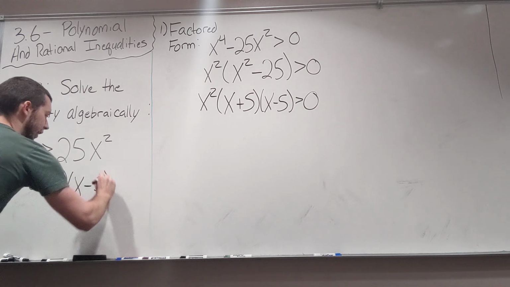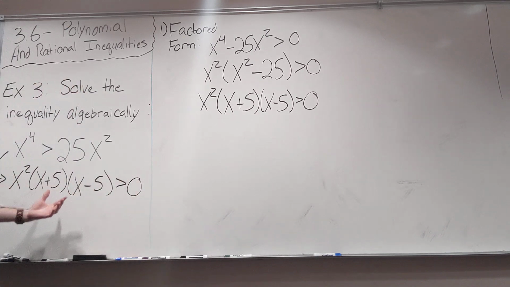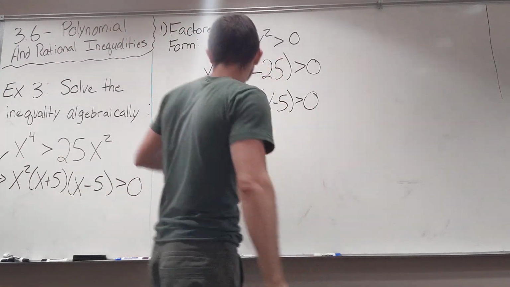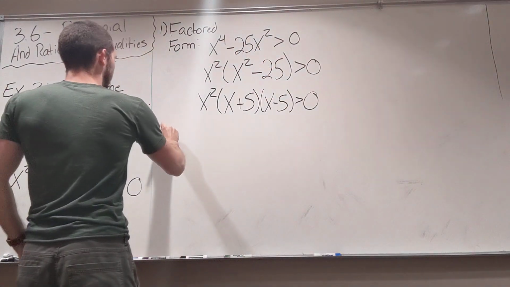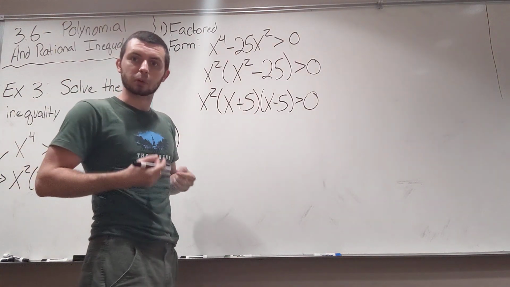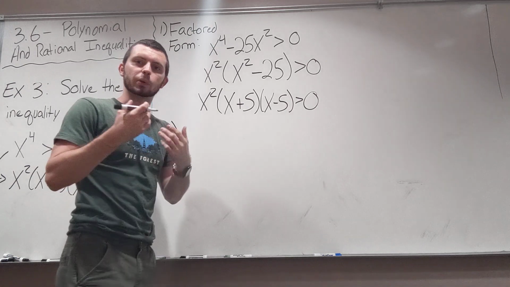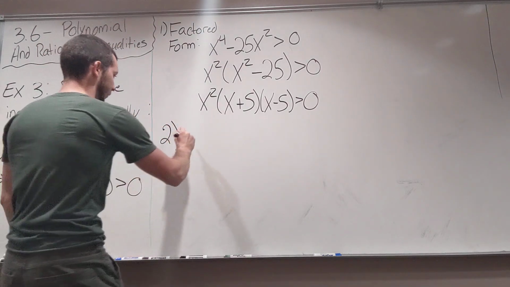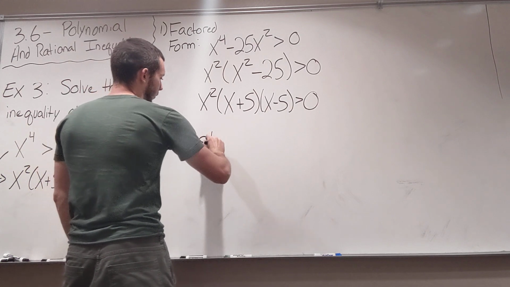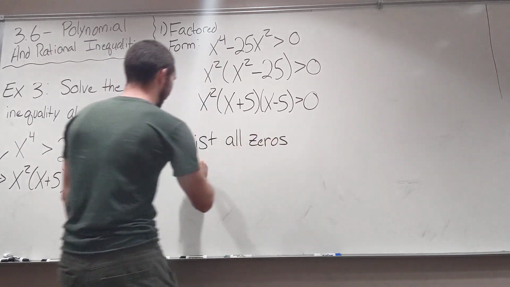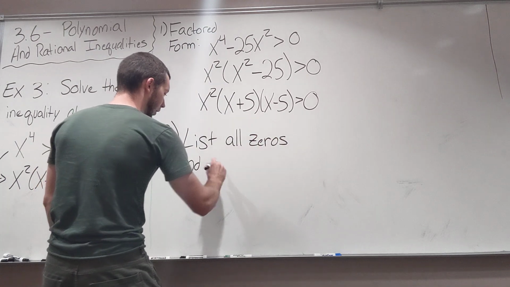So it's the same exact problem. It's just written in a very convenient way to where we can extract a lot more information about the problem than beforehand. Now that we have the factored form, one of the helpful things about this form is we can figure out the zeros really easily. Because remember, we have to list all the zeros and the domain restrictions, as we did in the last problem.